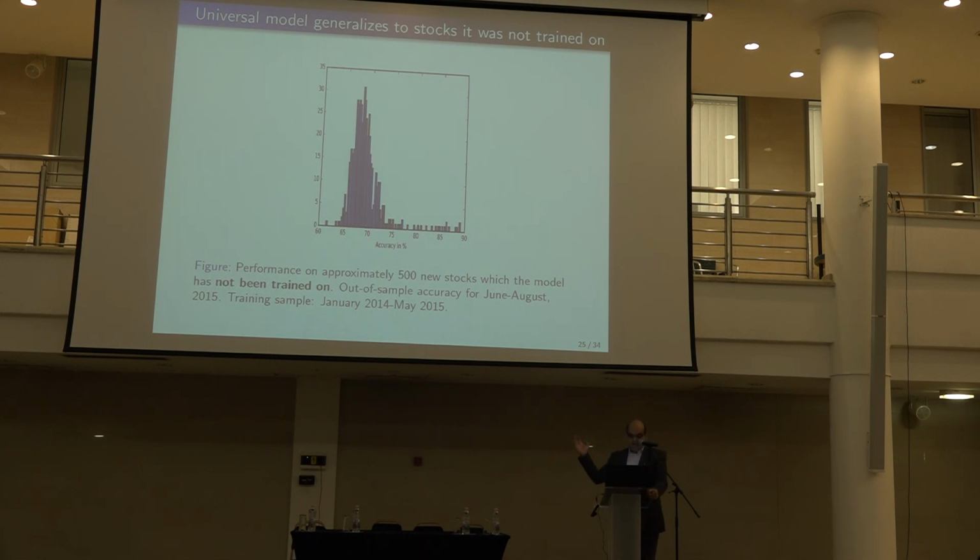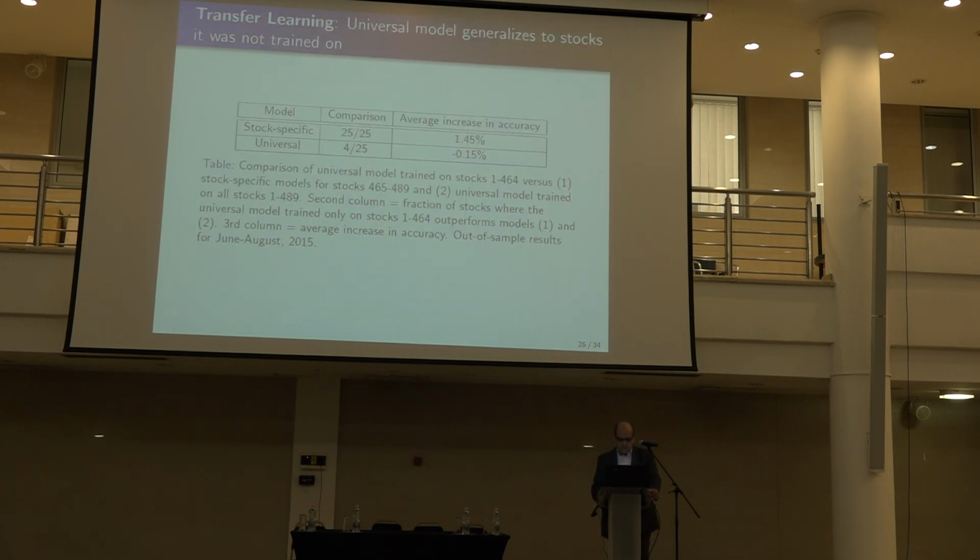So here, it's out of sample both in terms of time and in terms of stocks. You train the model on stocks 1 to 500 in 2014. Then you test it on some other stocks in 2015. So both in time and in stocks. So this is, I think, the most important graph in the whole talk.